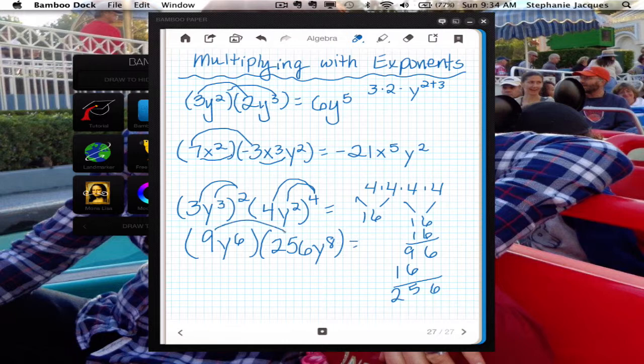But I'm not done because now I need to multiply this value and this value. So I do 9 times 256, which is going to be 2,304. I have 6 y's here and I have 8 y's here, so that's going to give me y to the 14th. So that would be my simplified value.